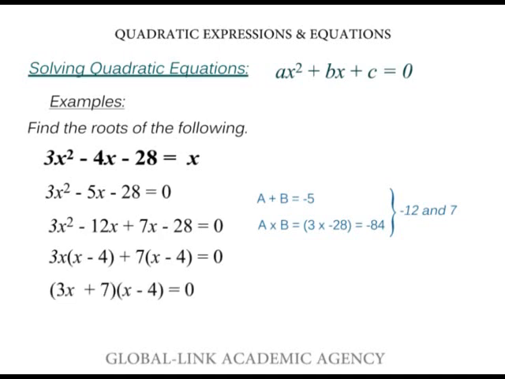3x plus 7 times x minus 4 is 0. If 3x plus 7 is 0, then x is minus 7 over 3. If x minus 4 is 0, x is 4. Therefore, minus 7 over 3 and 4 are the roots of equation C.